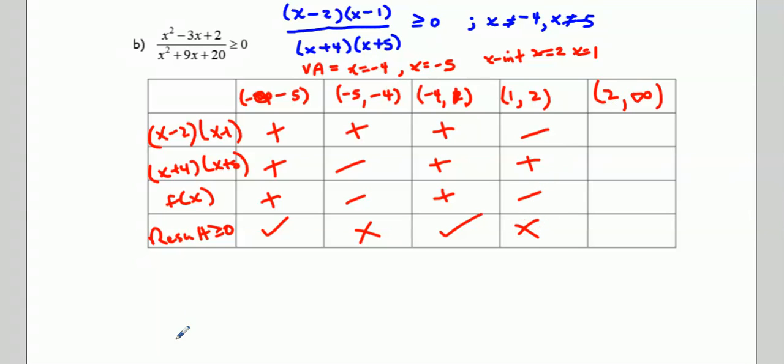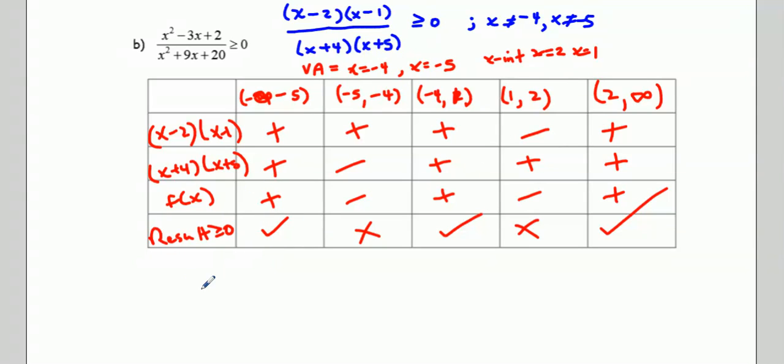And then if we're going to infinity here, let's pick a big number like 100. 100 minus 2 is positive, and 100 minus 1 is positive, so two positives multiplied is a positive. And then 100 plus 4 is a positive, 100 plus 5 is a positive. Those are both positives, and when you divide that, you get a positive. That is a result that we want.